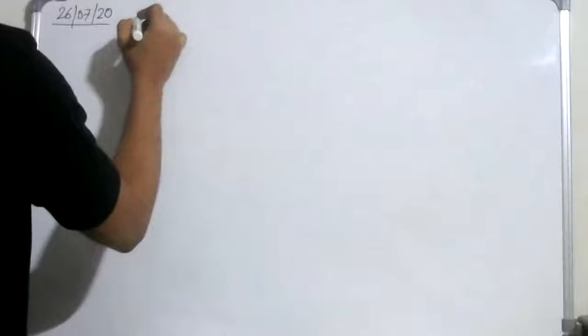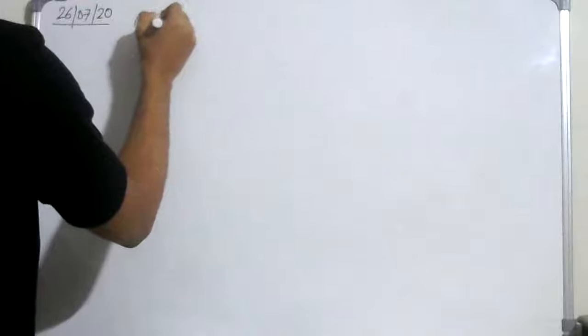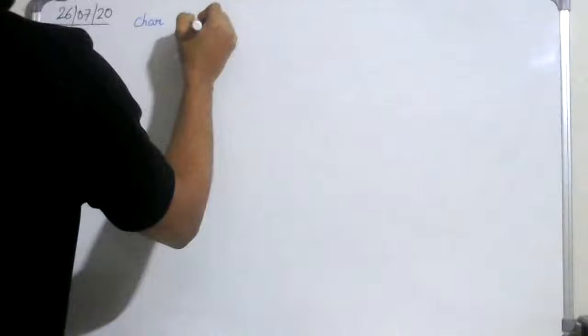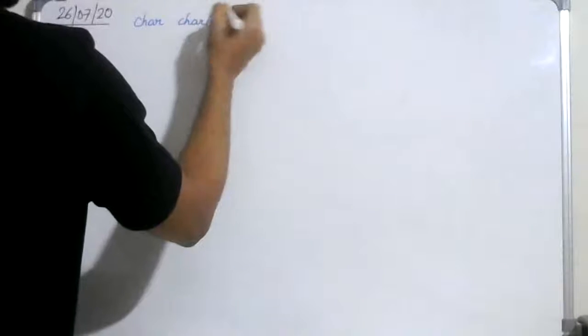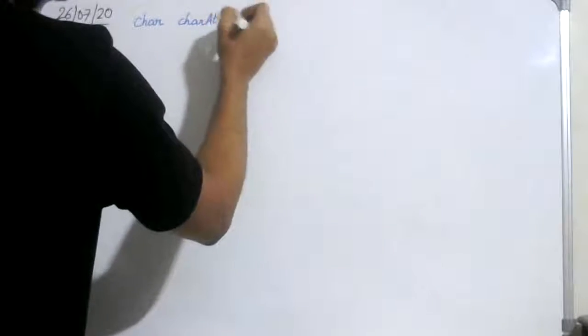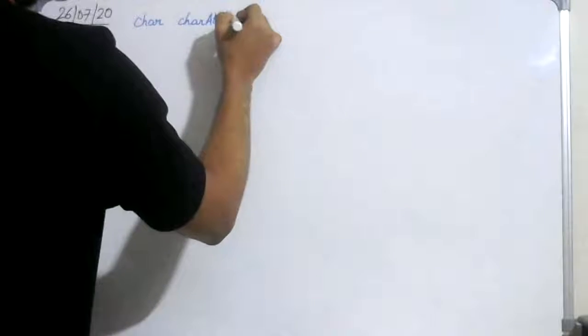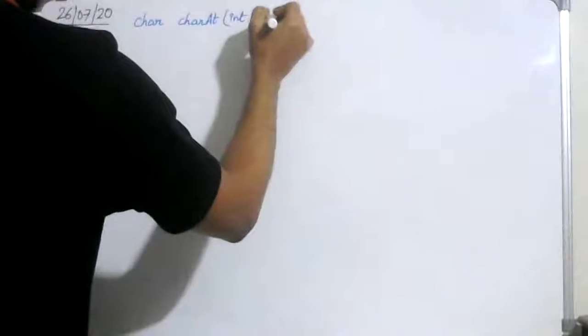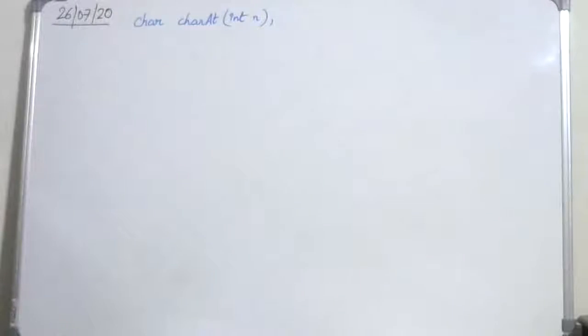Now the next function that we have is called charAt. It has a return type of char, and this function takes an argument. So now we have come to a function in the string class that takes an argument. Previously all the functions did not take any arguments. Now we have come across a function that takes an argument. The function is called charAt.